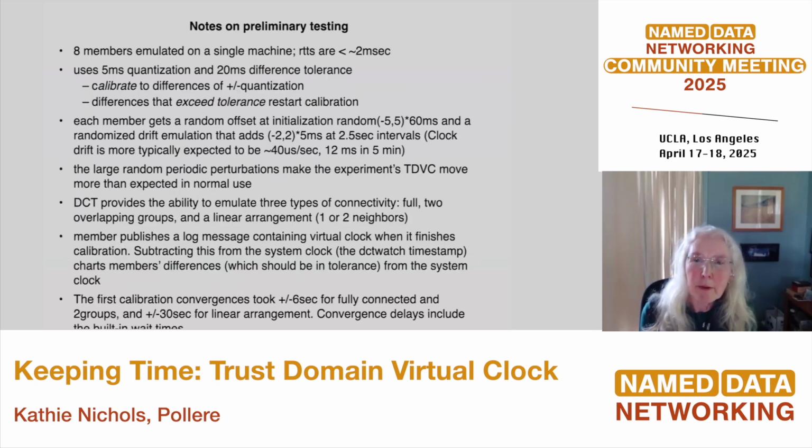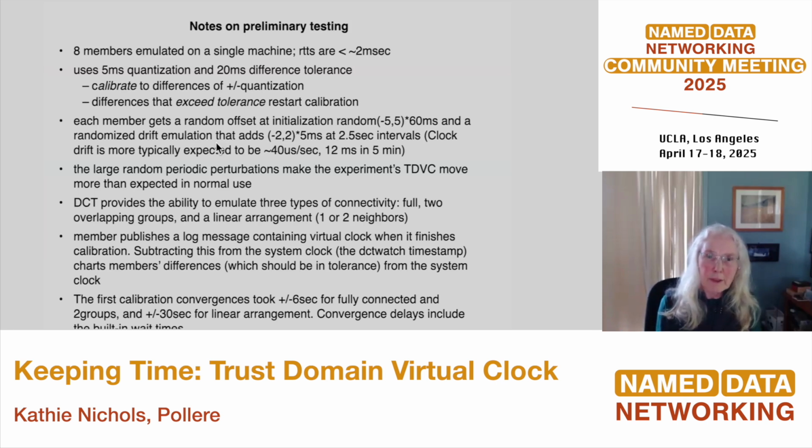I did some preliminary testing, and yes, this is all on a single machine for now, but I wanted to see if it could work at all. I've got 8 members, emulated on a single machine, and RTTs are on the order of 2 milliseconds. I'm using 5 millisecond quantization and a 20 millisecond difference tolerance. I want to calibrate to differences that are plus or minus that quantization, and differences that exceed the tolerance will start calibration again.